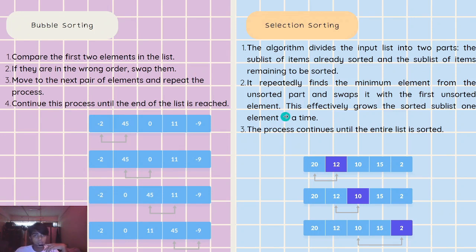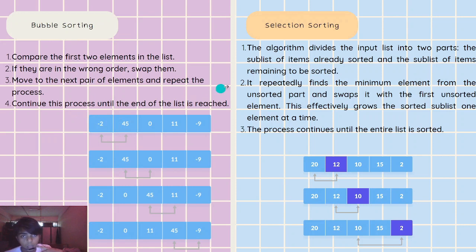So the first method is bubble sorting. I think this is the easiest sorting method, where we just need to compare the first two elements. As we can see here, we just need to compare -2 and 45 and find which one is the lowest and which is the biggest. As an example, -2 is lower than 45, so -2 is going to stay in the front, and then the rest will follow the process like the first one.